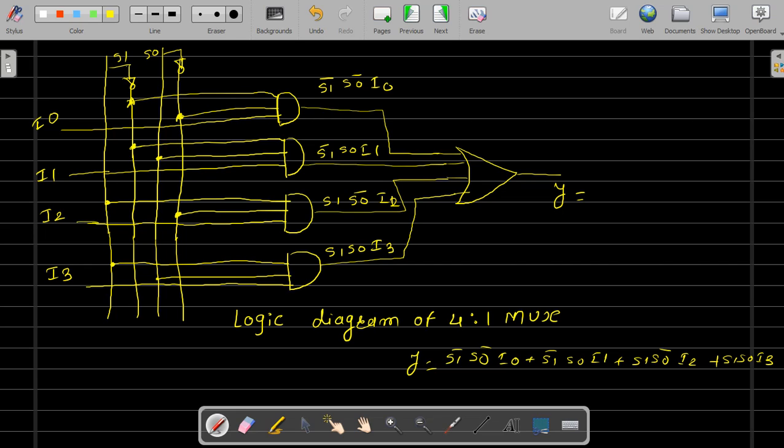In the next class we will see how to implement a bigger mux using smaller muxes.